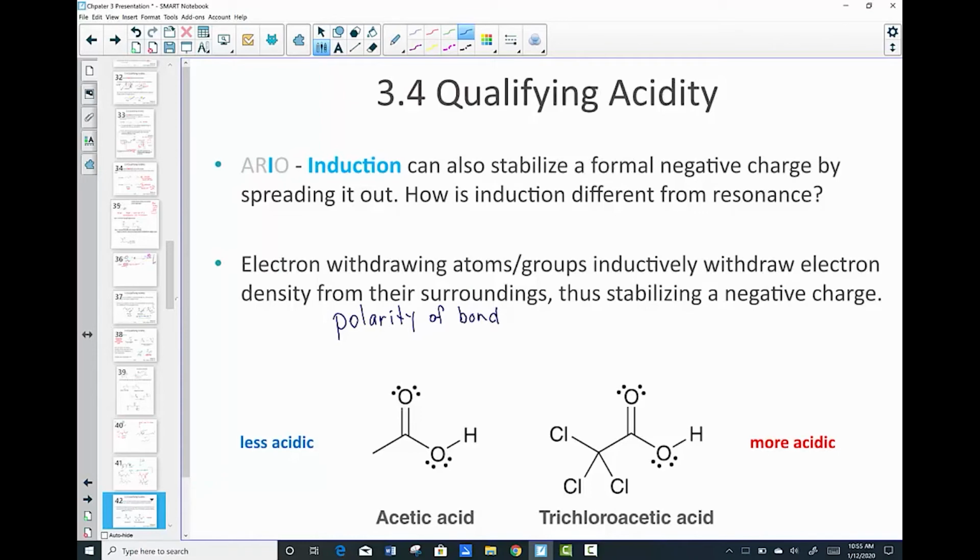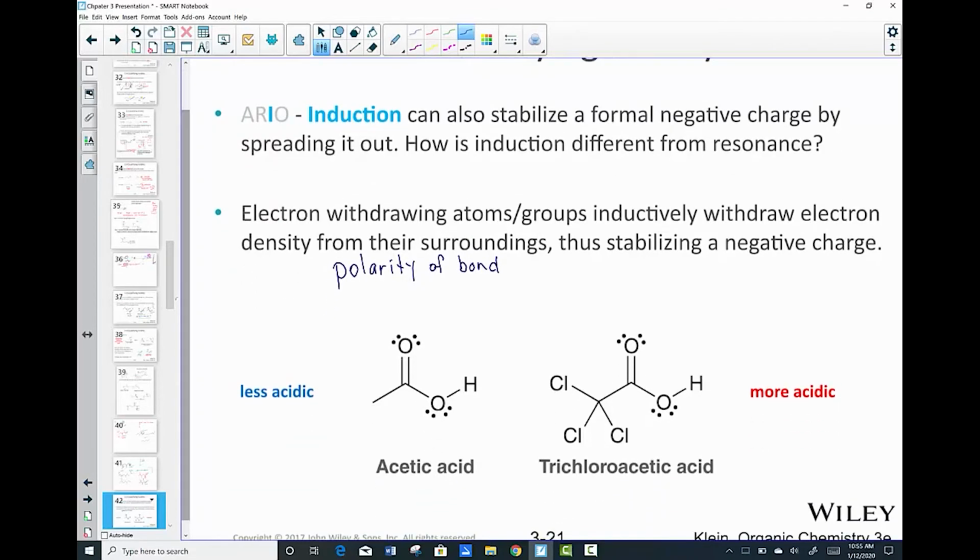In the polarity of the bond, we can see electron withdrawing groups, not delocalizing, not spreading out via pi bonds, but simply by an induction effect based on the polarity of the bond. For example, here is a proton attached to an oxygen. Here is a proton attached to an oxygen. These A's stand for atoms, and that is not an influence because they're attached to the exact same atom, oxygen.